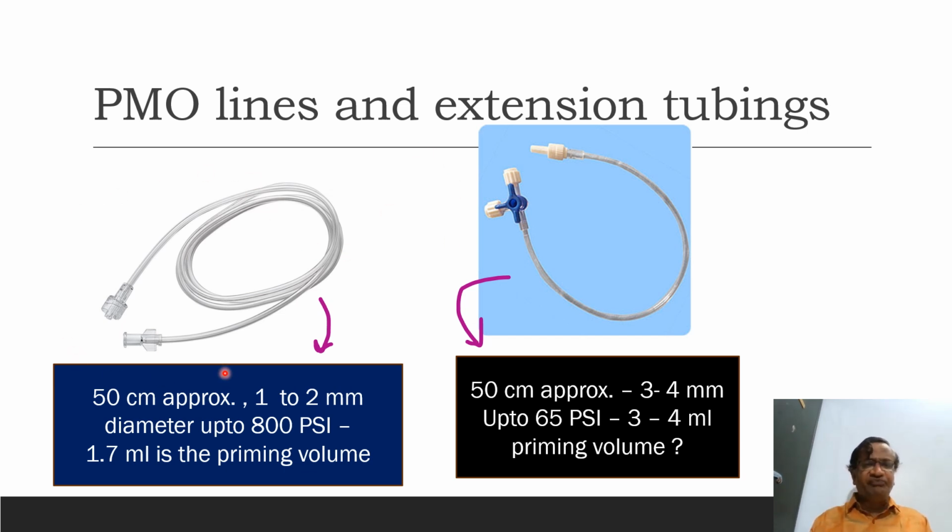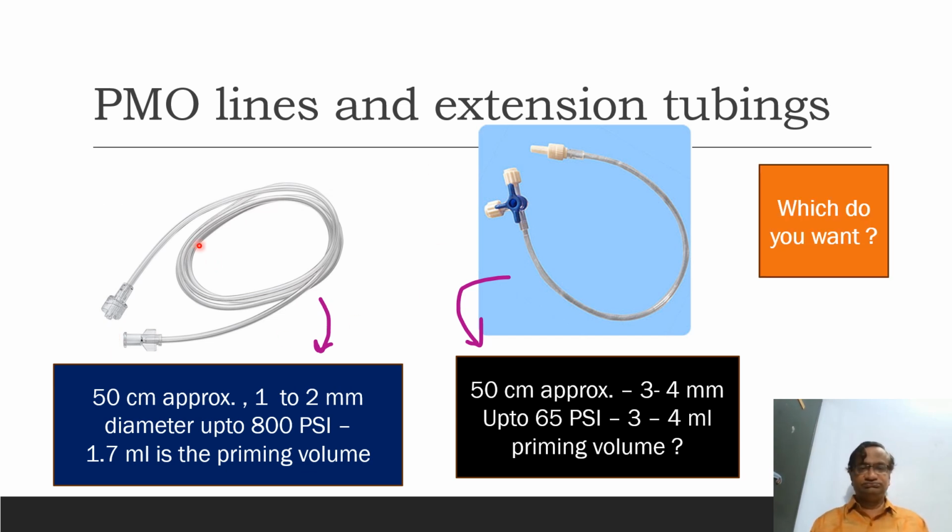Now you need to have PMO lines because see here, 1.7 ml is the priming volume. But if you have this extension line, it is approximately 50 centimeter. The diameter is 3.4 and the pressure is only 65, and you have 3 to 4 ml of priming volume. So all these things will produce damping. So we need to have PMO lines. This is what we want.